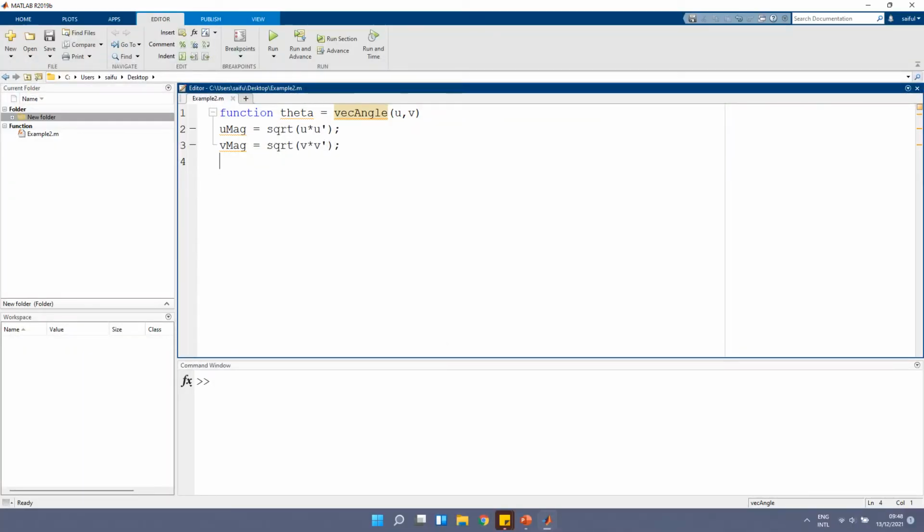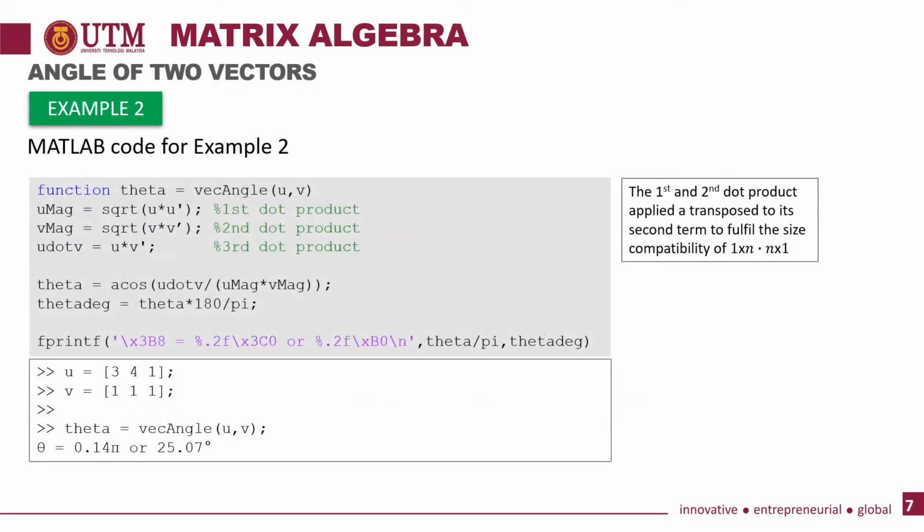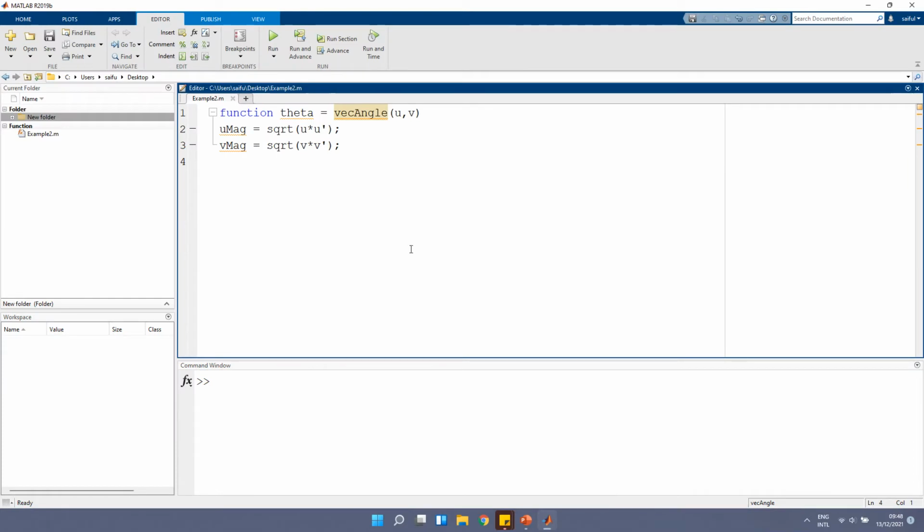Next, what you have to do here is u dot v equals u star v, using the star operator, and v must be transposed so that you will be able to compute the dot product. It is given that u equals, for example, 3 4 1, and v equals 1 1 1. So these are 1 by 3 and 1 by 3 matrices, and you need to make sure that the size is correct for you to compute your dot product.